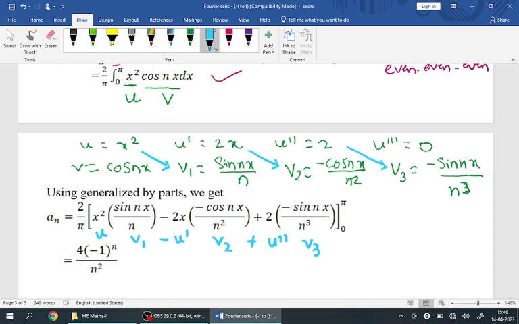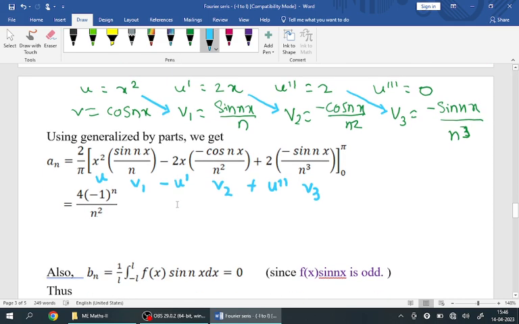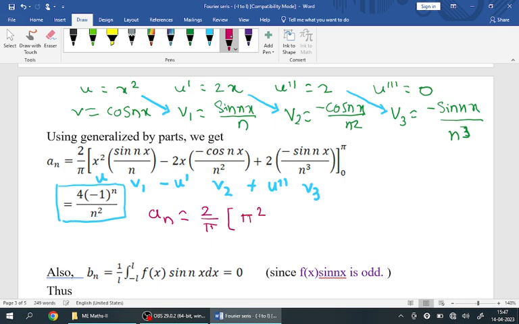Okay, and after this, if you are still not able to get a direct answer, you replace and write step by step there. So what is the value we get? An is 2 by pi. We are replacing x by pi there. So it is pi square. The first term is pi square.